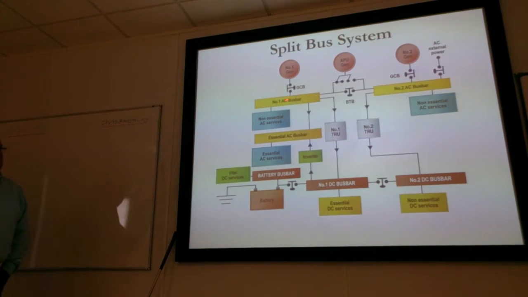Both of those, number 1 is firing the number 1 TRU, transformer rectifier unit, to provide DC to the DC bus bar for essential services and to charge the battery. The number 2 is powering the number 2 DC bus bar for non-essential DC. And there's one little bit in between here. In the event that we were to lose all of the AC generation, we've still got a means of producing a tiny amount of AC power through an inverter from the batteries to essential AC services.